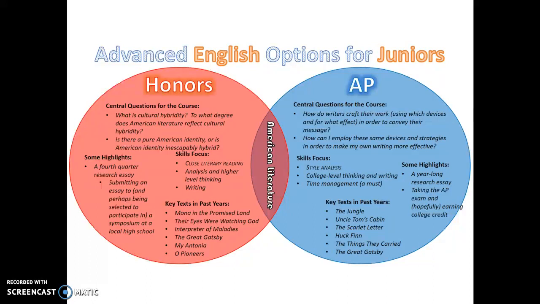The application becomes available on January 12th, and it is due on January 19th. So I just wanted to have you start thinking about whether or not honors or AP is something that you want to do. And if so, you can talk to your parents about it and be prepared when that application does come out on Blackboard on January 12th.